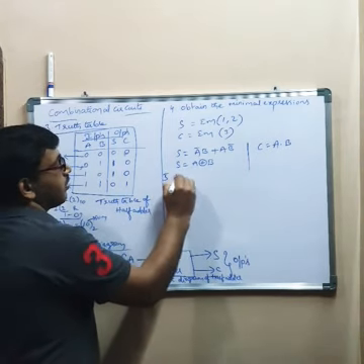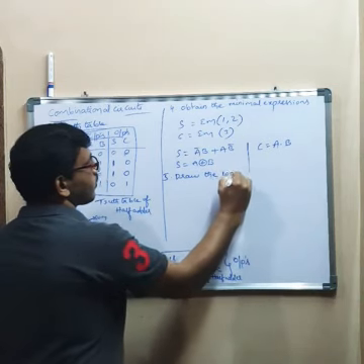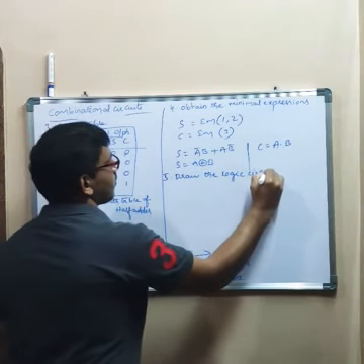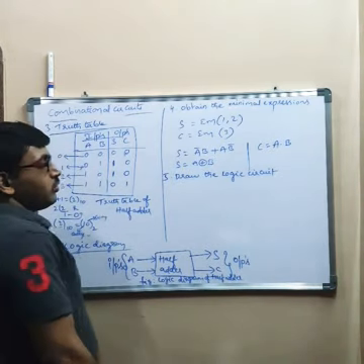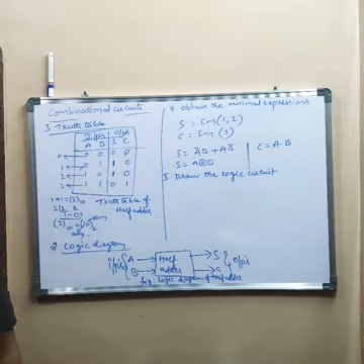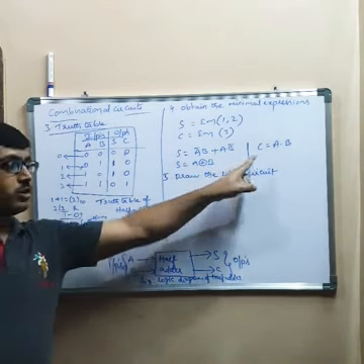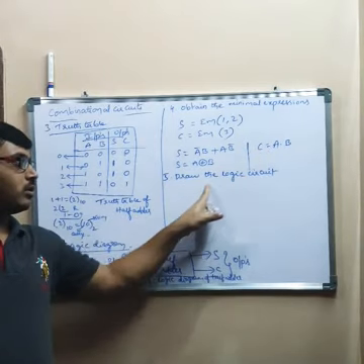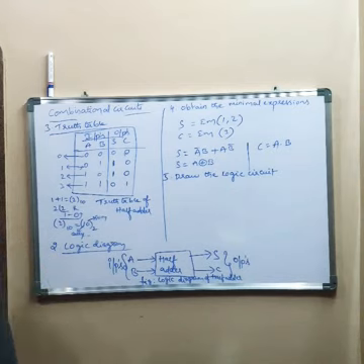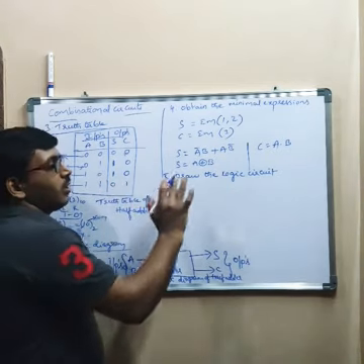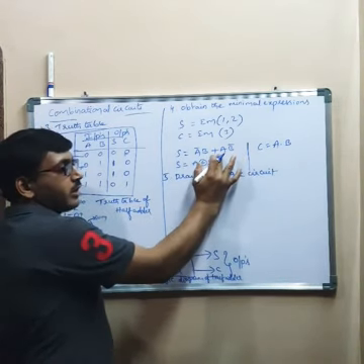Now fifth step, draw the logic circuit. So whenever you are drawing the logic circuit, based on the obtained minimal expressions, you have to draw the logic circuit. So the drawing of logic circuit is very easy. First of all, you have to look at the expression. Suppose, example, I will draw the logic circuit for this expression. So I am looking at the expression.